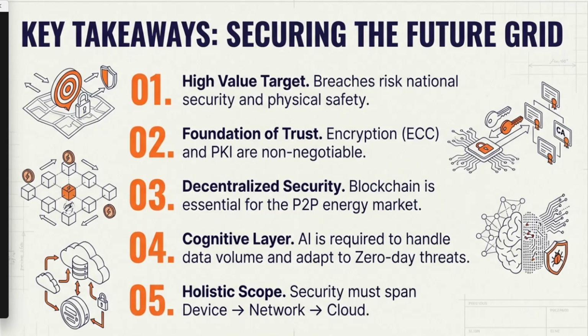And the cognitive layer: AI will be implemented at all stages. We spoke about zero-day threats, but if you want to see any anomalies in the system, we have to implement artificial intelligence. The last point is the holistic scope. Security is not only for a specific communication; it is for the device, the network and the cloud. From the field devices to the cloud, we have to maintain security.